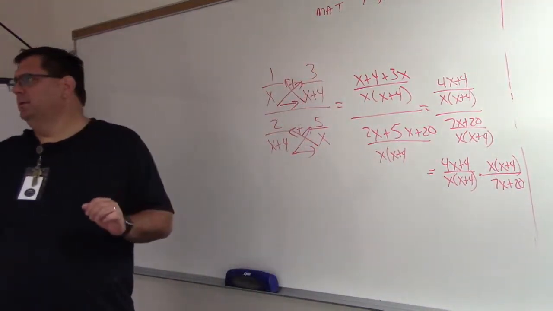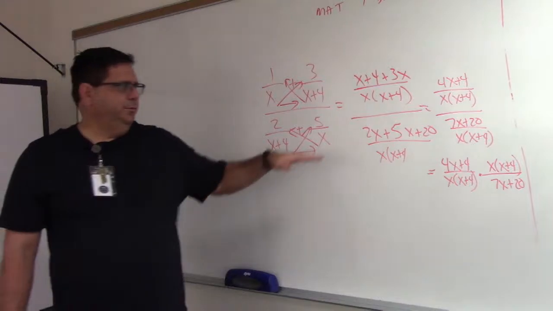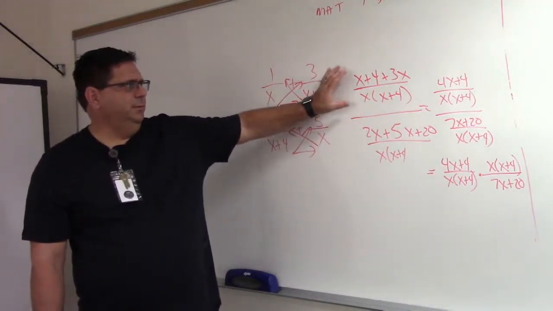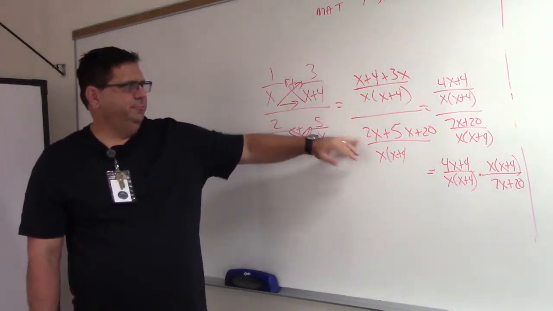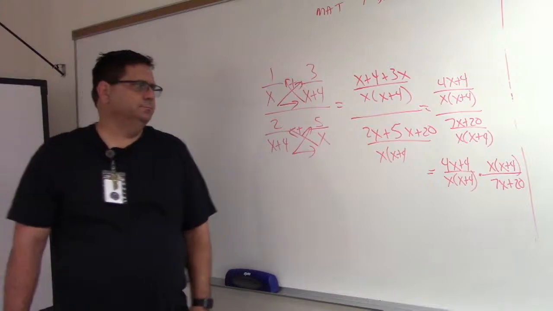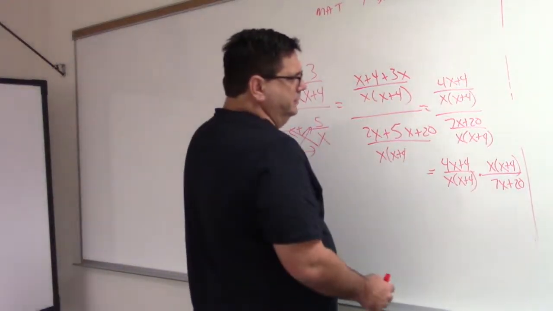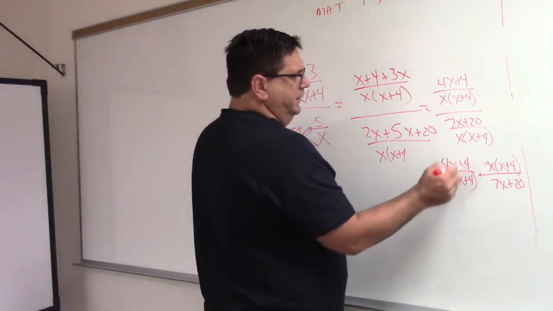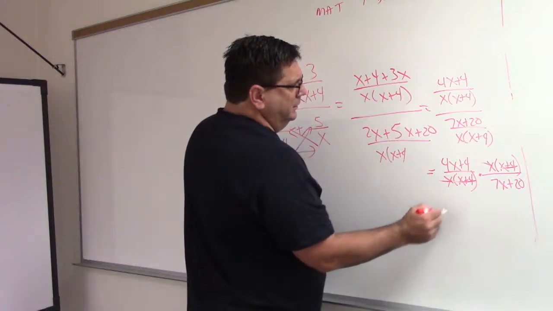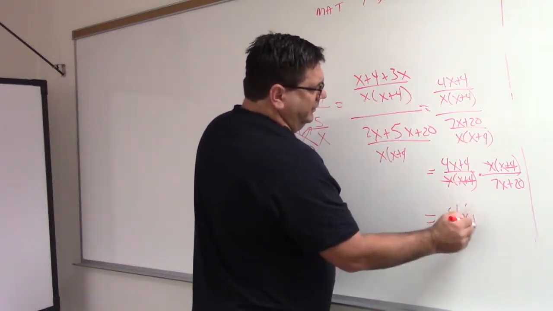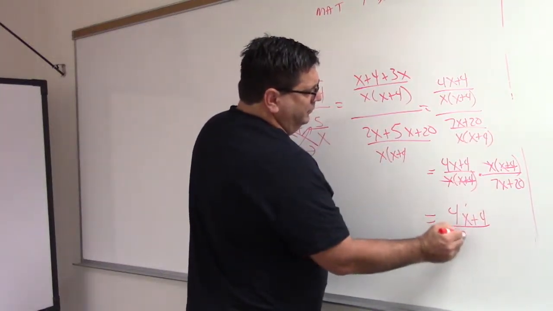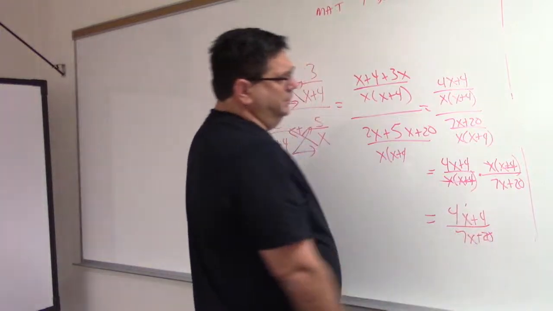Keep, change, flip. See, with division, it's always going to be keep, change, flip. Now, what cancels? X plus 4, x plus 4. Leaves you a final answer of 4x plus 4 over 7x plus 20.